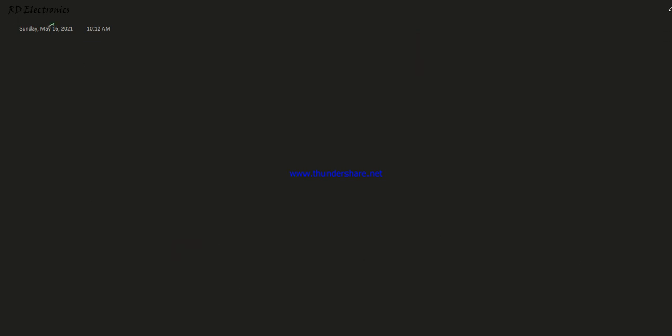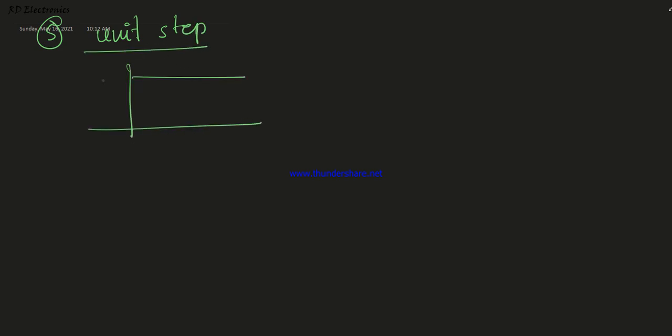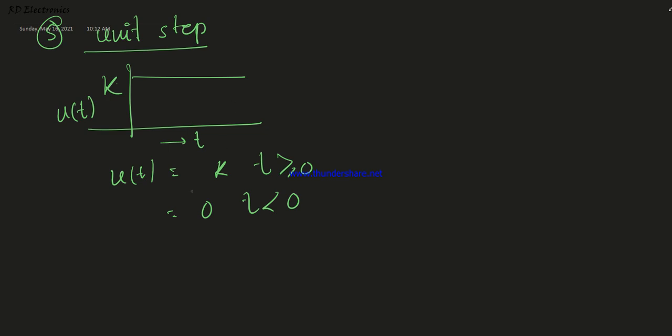Next one is number 5, the unit step function. Unit step function is also known as the DC function. This is a value of k and this is t. That means u(t), this is the y-axis name of the signal, equals k when t is greater than 0 and 0 when t is less than 0, and when k equals 1, this is known as the unit step because the value is unity. Okay.